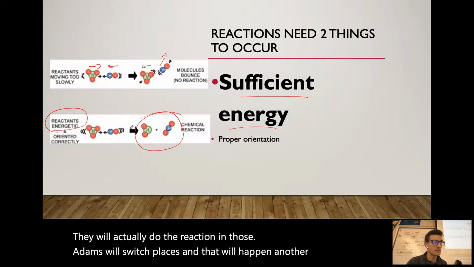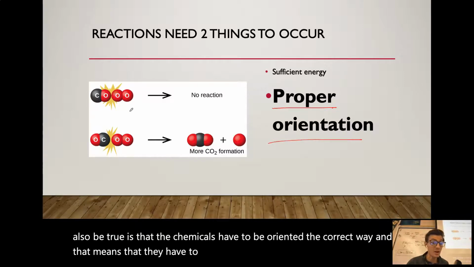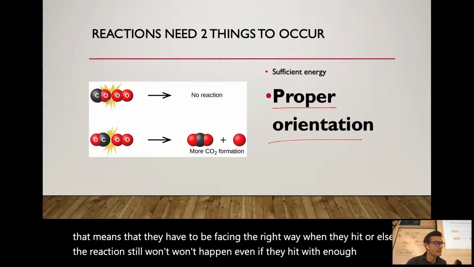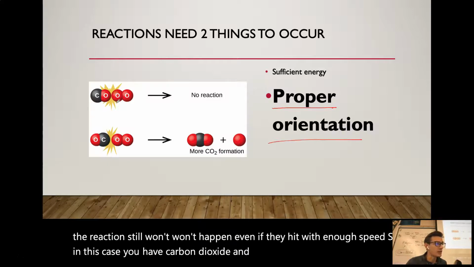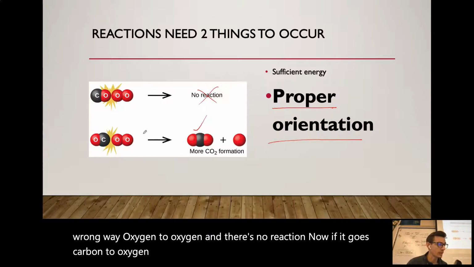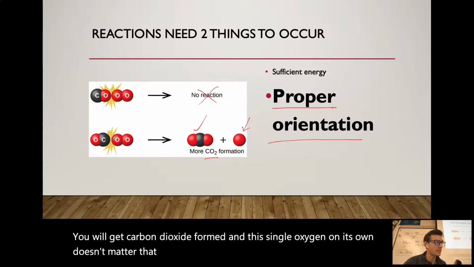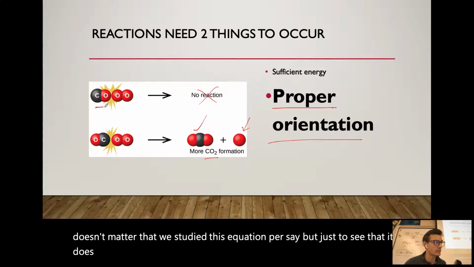Another thing that has to also be true is that the chemicals have to be oriented the correct way. And that means that they have to be facing the right way when they hit, or else the reaction still won't happen even if they hit with enough speed. So in this case, you have carbon monoxide and oxygen hitting each other in the wrong way, oxygen to oxygen, and there's no reaction. Now, if it goes carbon to oxygen, then you will get carbon dioxide formed and this single oxygen on its own. Doesn't matter that we study this equation per se, but just to see that it does depend which direction this molecule is facing in order for it to correctly react.